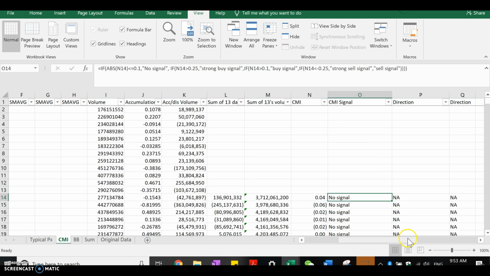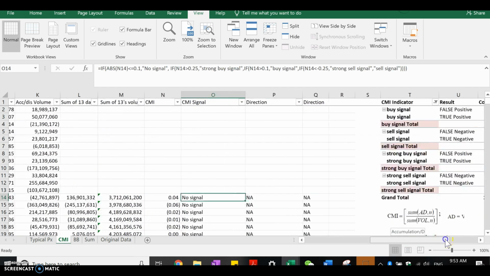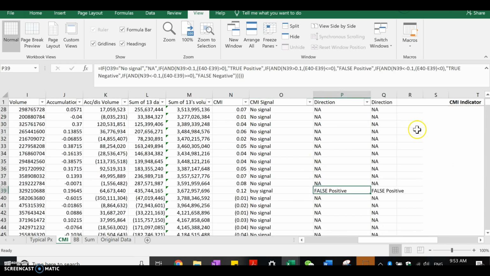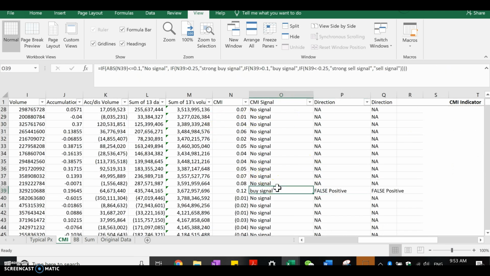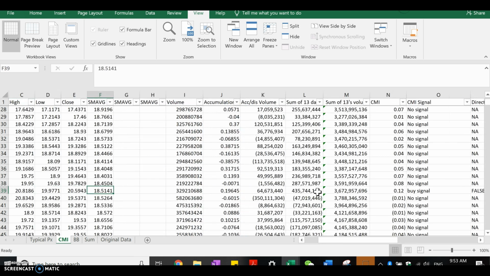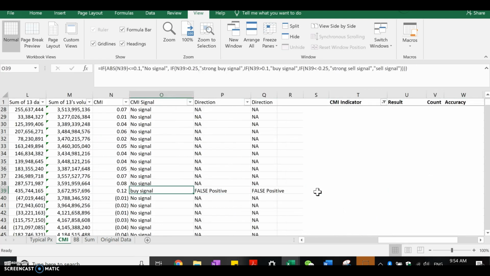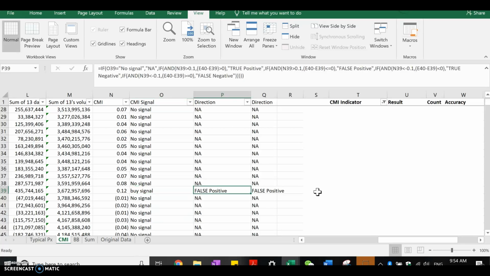And then similarly, we're going to conduct the directional check. In this case, it generated a buy signal, and we're going to compare the buy signal to the actual price movement. Let's see, we can see the close price here. The current day is 20.6, and the next day is 19.5. So that means the actual direction is going down. But we generated a buy signal. That means this is a false positive.